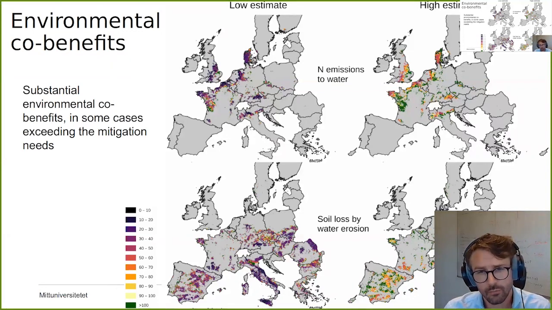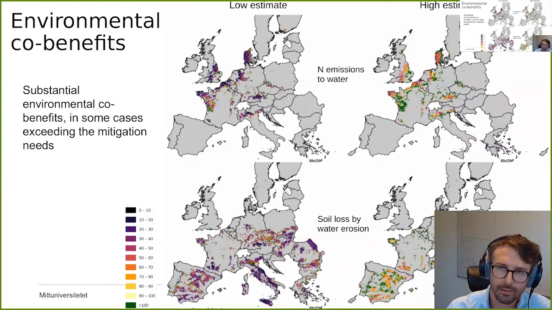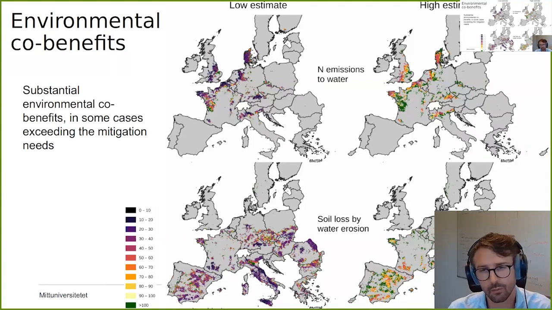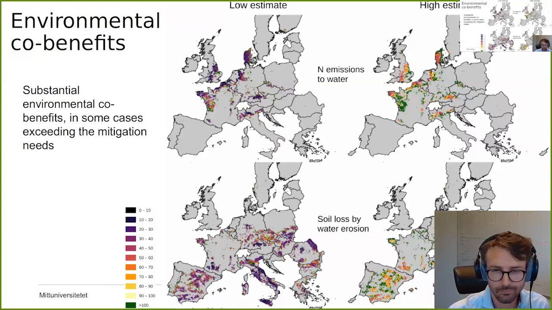And on the bottom row, if we look at water erosion, this is a pretty widespread problem across Europe, primarily in Southern Europe. And we see a similar picture here to the right. We see that we introduce so much grass into the landscape that we pretty much solve the problem with water erosion. And to the left, we see again that even though there are fewer areas where we solve the problem, we still achieve 20, 30, 40% of the mitigation needs. So we see substantial benefits when it comes to soil loss by water erosion.